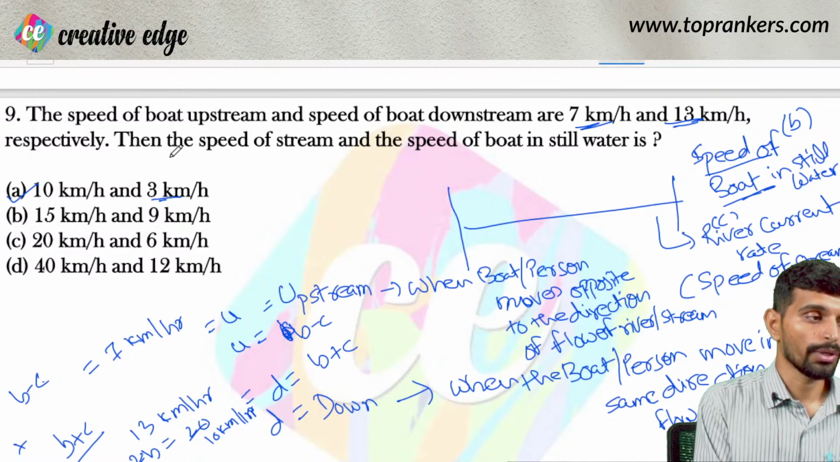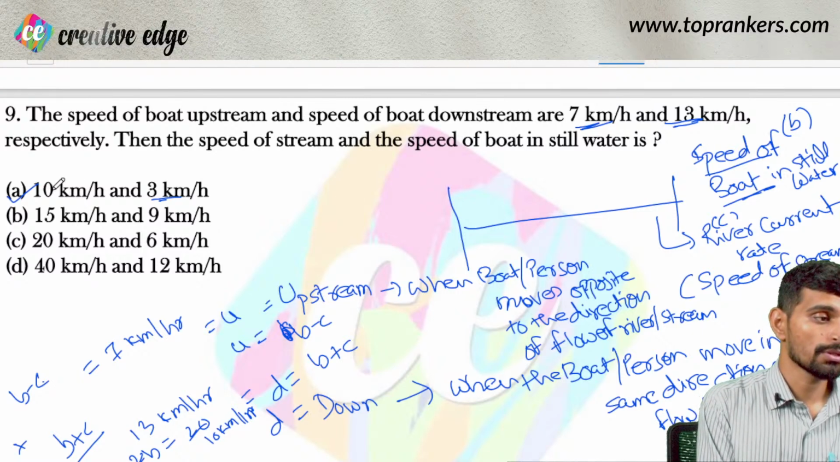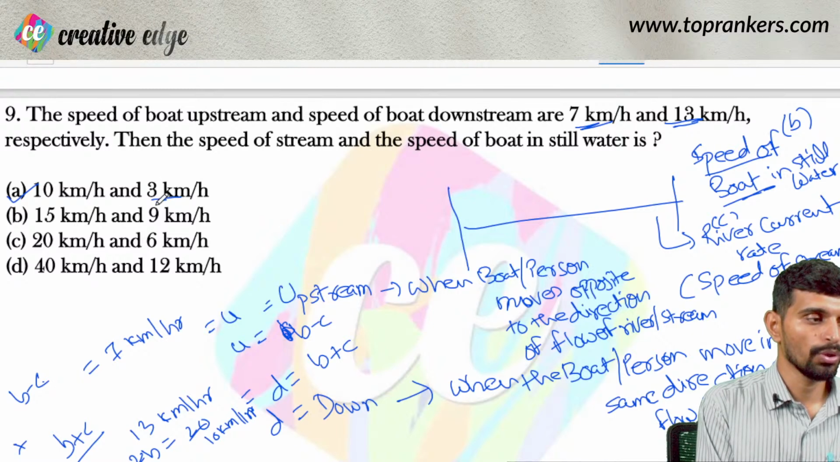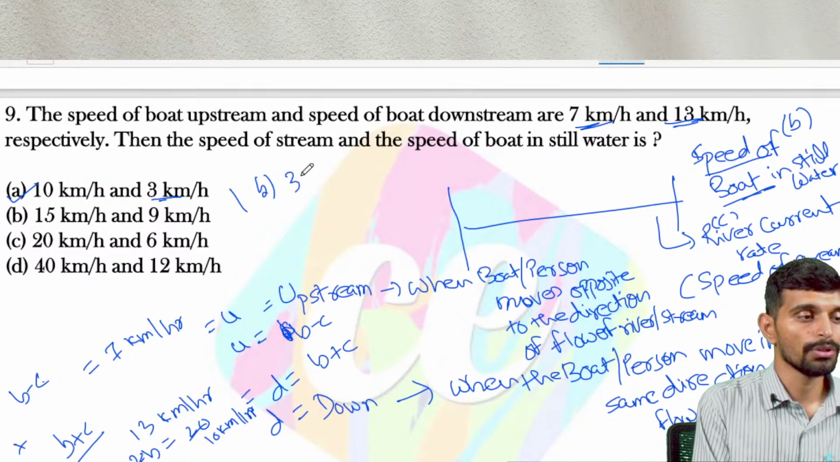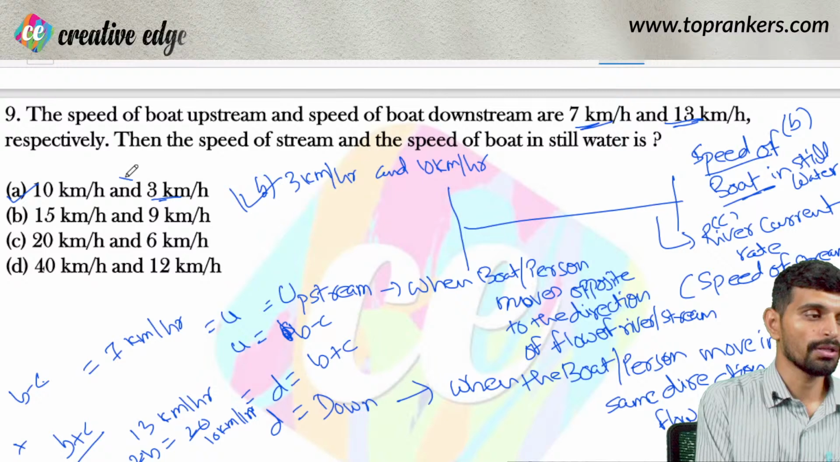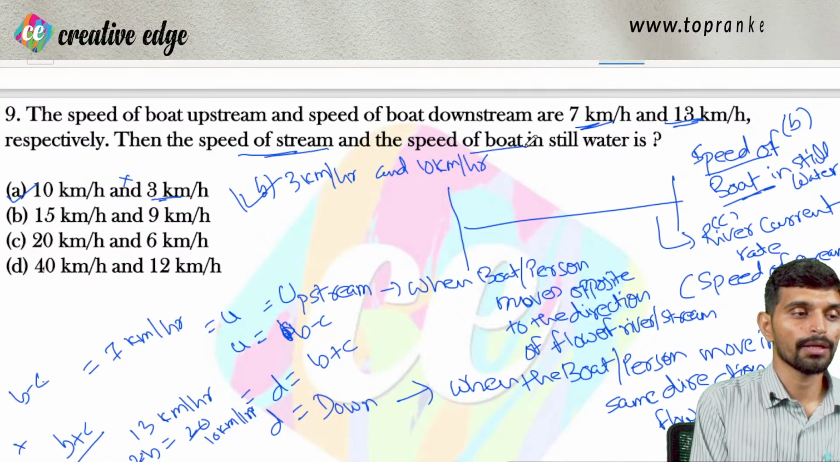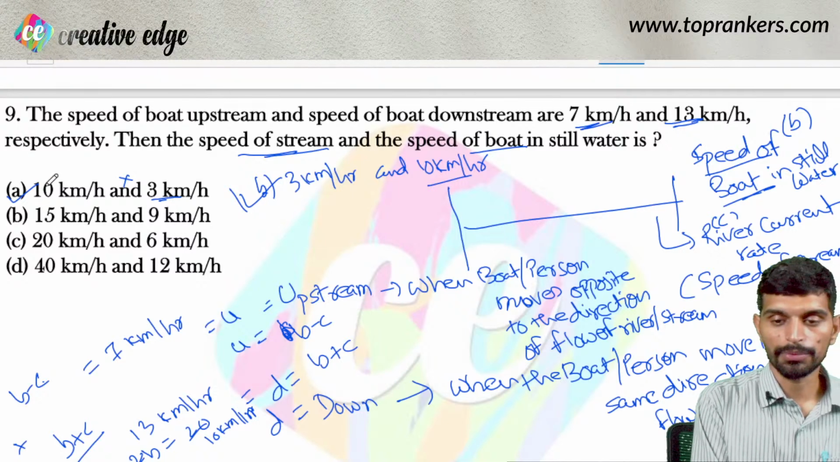Right. But the question is the speed of stream and the speed of boat in still water is. So this should be, as of now we don't have any other option, but had we had another choice, say B is equals to 3 km per hour and 10 km per hour, then we would have marked this one, not this one, because earlier it is speed of stream, later it is a speed of boat. So speed of boat should come later, but as of now we don't have any other option, so we'll go with option A.